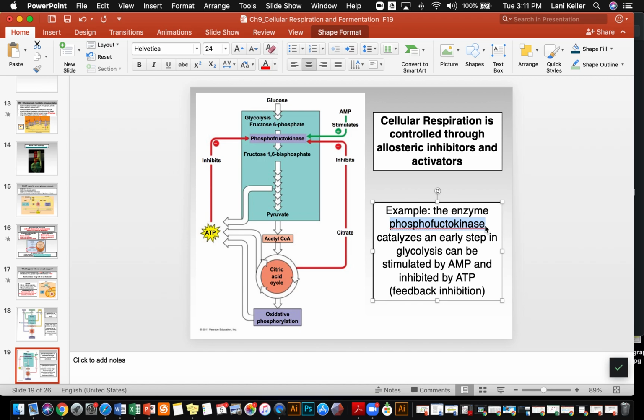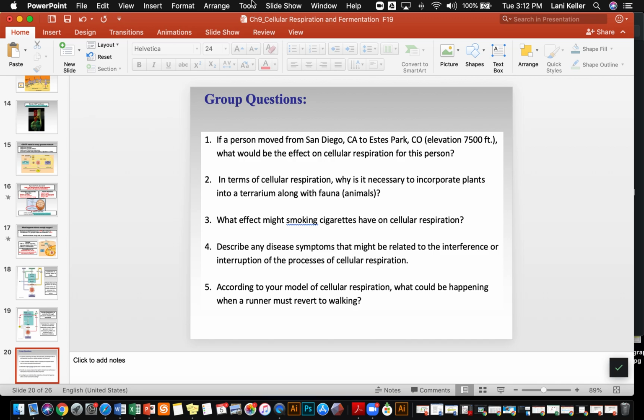The best example here is the enzyme called phosphofructokinase in the early steps of glycolysis. It can be activated by an allosteric activator called AMP, meaning we don't have enough ATP around. I'm going to stimulate this so we can run this faster. We can also, if there's enough ATP generated through this whole process, and we want to turn this system off, ATP itself acts as an allosteric inhibitor of phosphofructokinase, saying glycolysis, stop, we don't need any more ATP. All right, and that is a very quick cellular respiration.